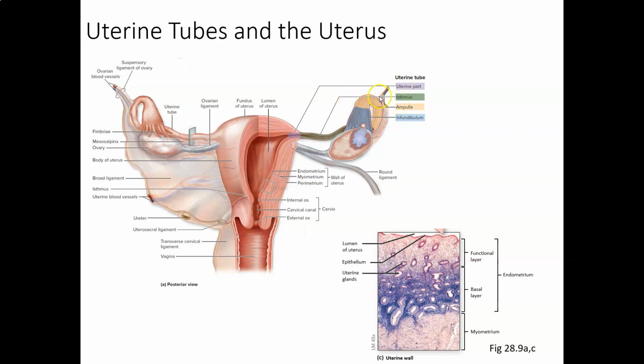And the second part is from the bottom of the infundibulum to about 1/3 of the length of the uterine tube. That's called the ampulla. The ampulla is where the eggs actually get fertilized. And then the remaining 2/3 of the uterine tube is called the isthmus. And then where the uterine tube connects to the uterus, that part is called the uterine part. Those are the 4 parts of the uterine tube.